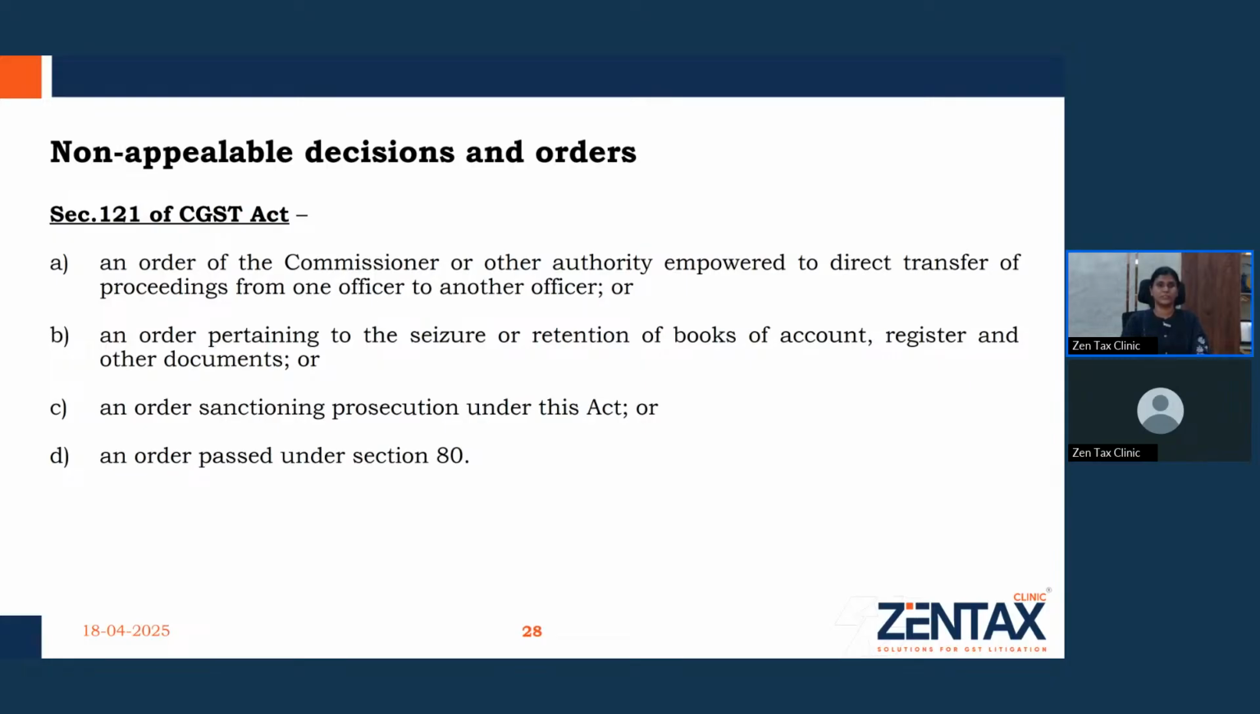Now we will see what are all the non-appealable decisions and orders. Section 121 of the CGST Act provides the scenarios where appeal cannot be filed against the orders. One such order is an order of the commissioner or other authority empowered to direct transfer of proceedings from one officer to other officer, or an order pertaining to the seizure or retention of books of accounts, register and other documents, or an order sanctioning prosecution under this Act, or if any order is passed under section 80 of this Act. So in these cases, against these orders and decisions, appeal cannot be filed.